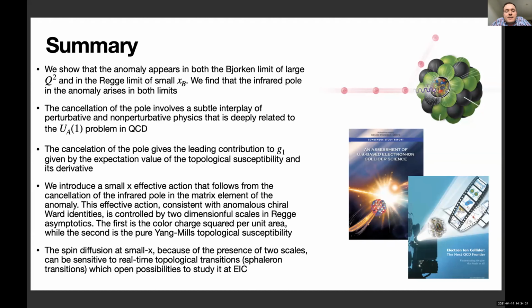One is a saturation scale, and the second one is the Yang-Mills topological susceptibility. It's very promising, because we can actually calculate the form of the G1 and get a prediction for the EIC, and we think it's very interesting to see how that predicts the upcoming measurement of G1 at the EIC. So yeah, thank you very much. That's it. Thank you, Andrey.